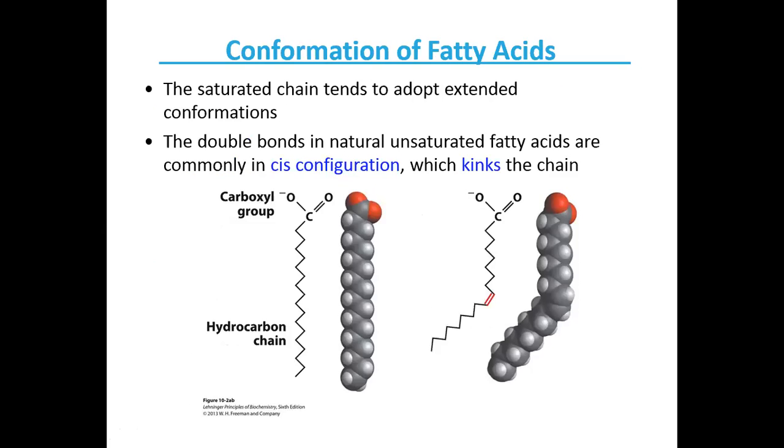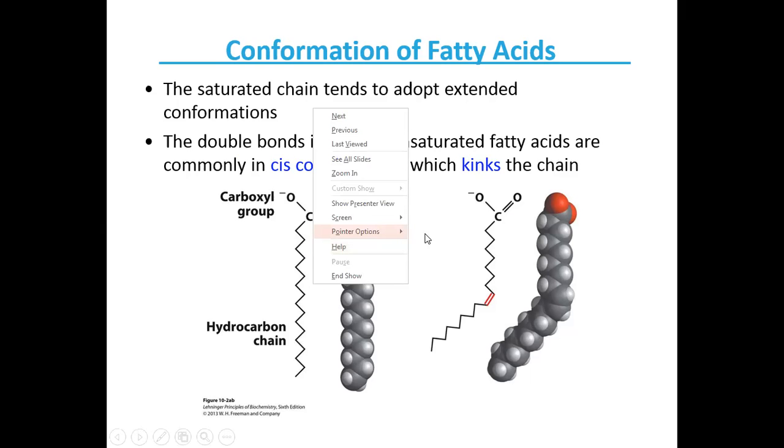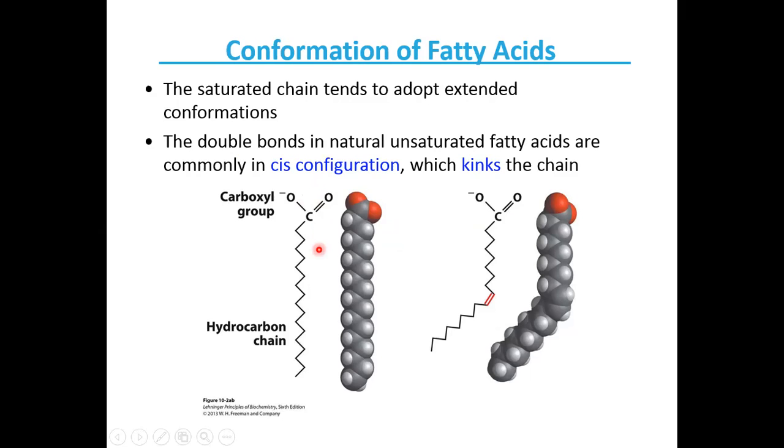The saturated chain tends to adopt an extended conformation. The double bonds in natural unsaturated fatty acids are commonly in the cis configuration, which creates kinks in the chain. For example, this is a straight chain, and somewhere in the chain a double bond is introduced. It will bend the chain. The chain will be bent.